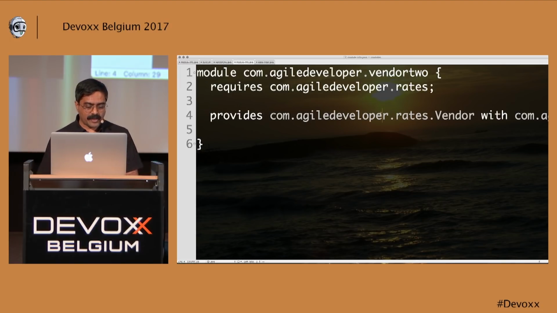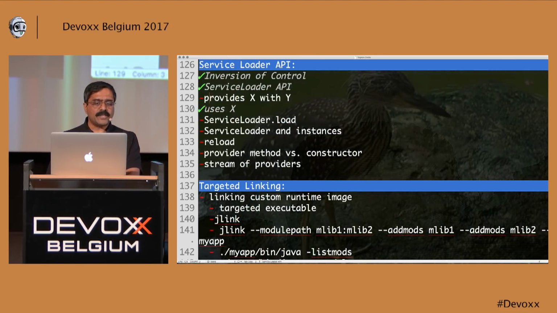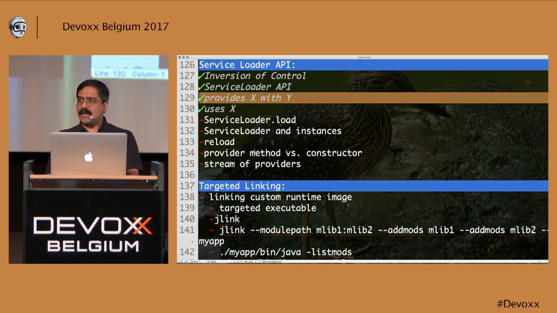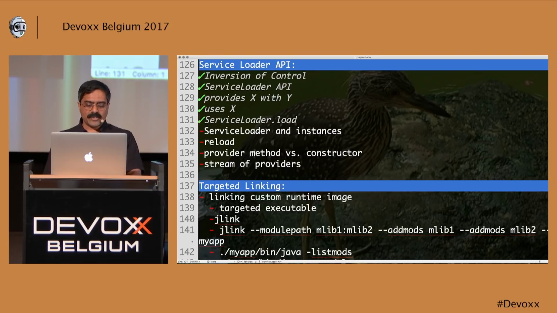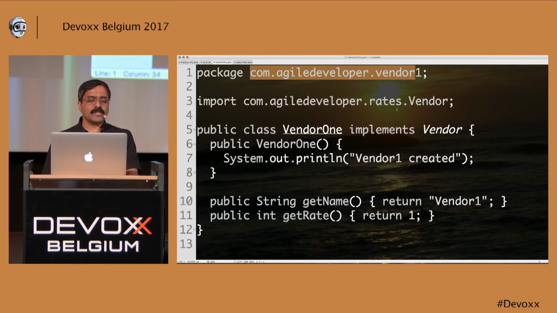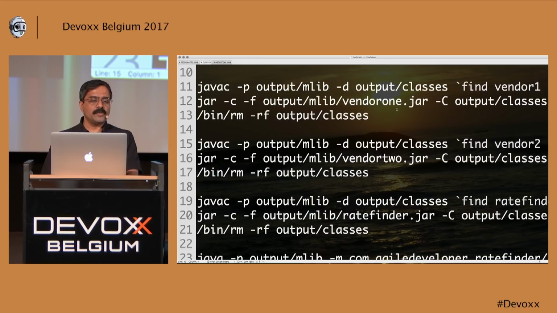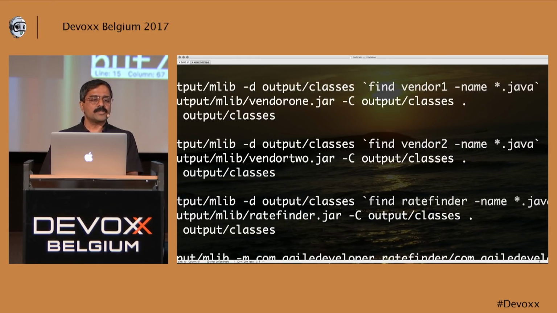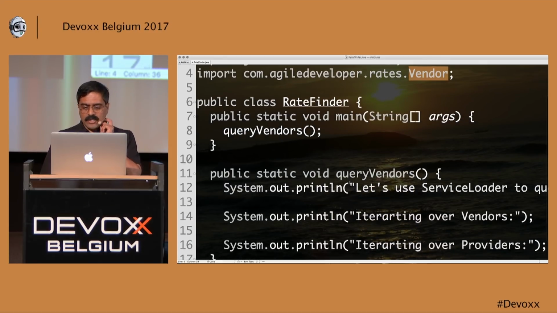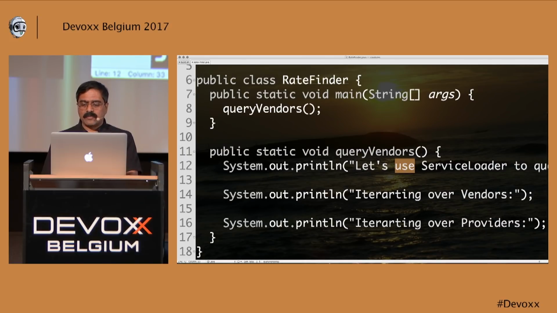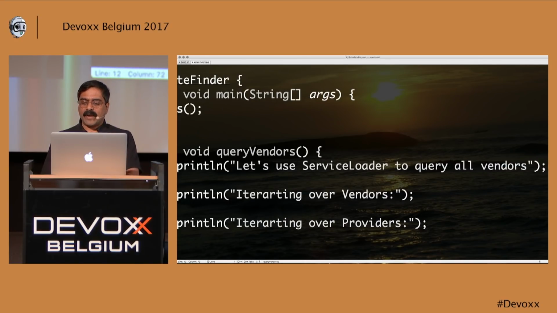This is purely configuration. So what are the things we did? We said uses, we said provide. Uses interface, provide interface with that class implementation Y. Now I want to go to the service loader. In the service loader, let's look at this. This is the beauty. Let's use the service loader to query all vendors.